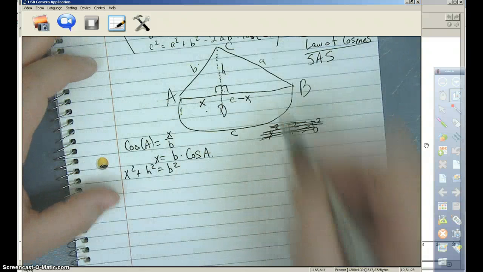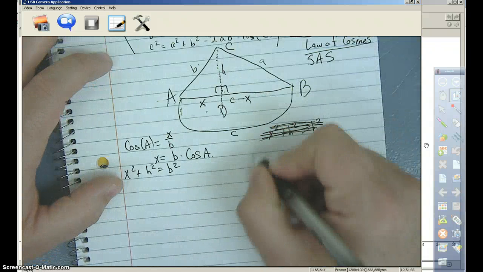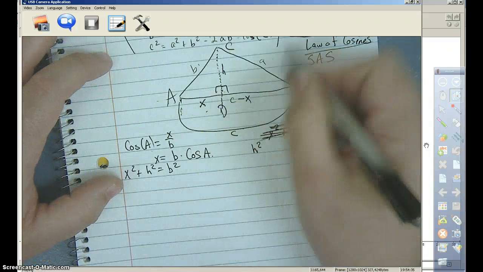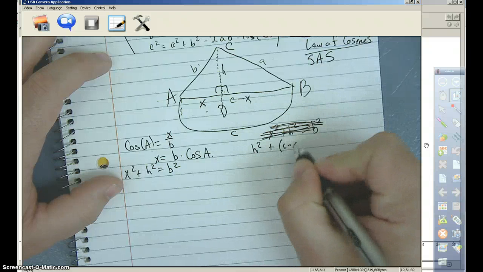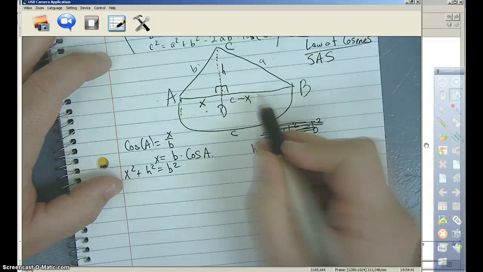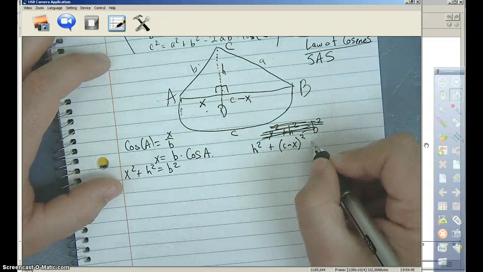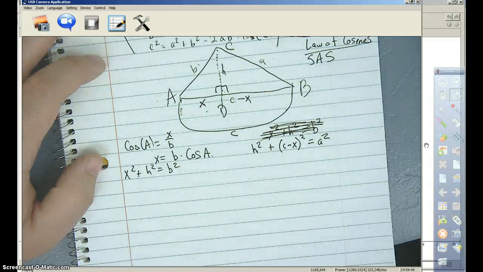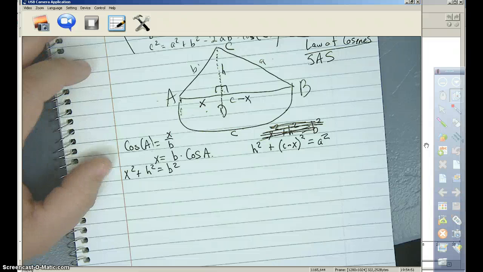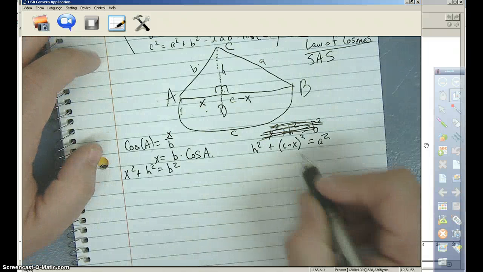Let's start with the Pythagorean theorem here. So what do we know? Well, we know leg squared, that's h squared for this triangle, right? Plus c minus x squared, right? That's this value in here, c minus x squared, equals this a squared, right? You see where that comes from? Equals a squared.